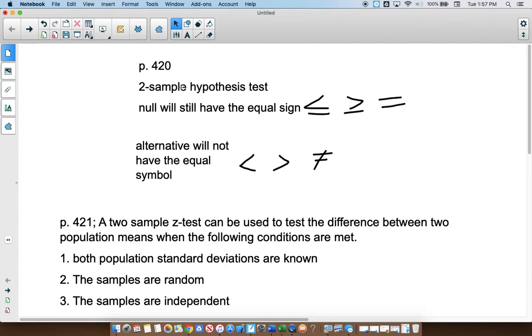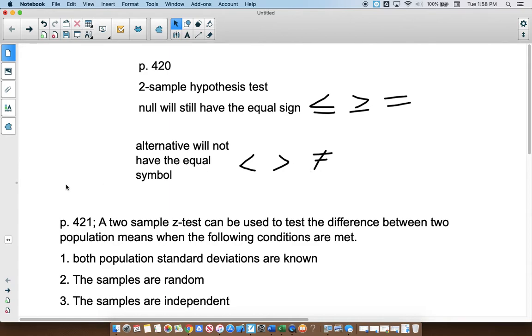Okay, so then turning to page 420 here. In the box on the top, it has the null hypothesis. The null is still going to have these three symbols: less than or equal to, greater than or equal to, or just the equal sign. The alternative will not have the equal symbol. It's still going to be just less than, greater than, or not equal to.